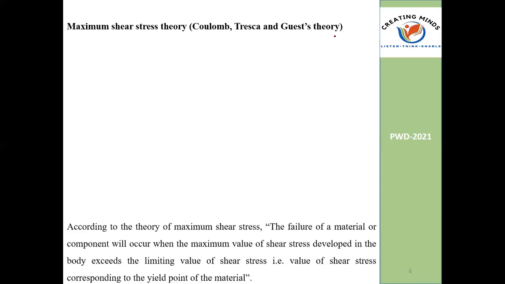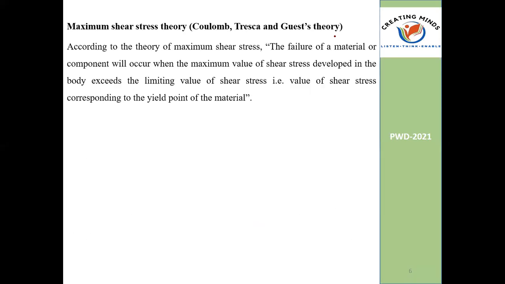Next, maximum shear stress theory. This theory is also called Coulomb, Tresca, and Guest theory. This is very simple. Previously, we stated that failure of the material is due to stress, that is maximum principal stress, or due to strain, that is maximum principal strain. Here, it is shear stress. The material fails due to the maximum value of shear stress. Hence, it is called the maximum shear stress theory.